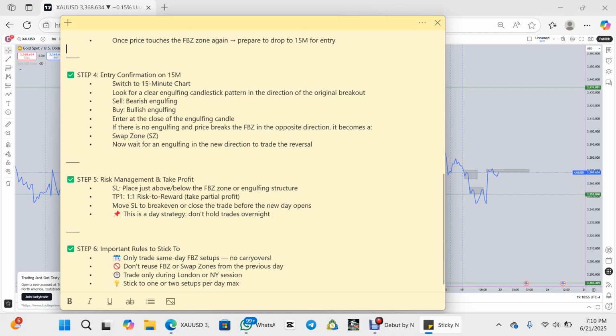Don't reuse FBZ or swap zones from the previous day. It must be fresh. That's why it's called fresh breakout. Then trade only during the London session or New York session. This one, sometimes you can even get trades these days.